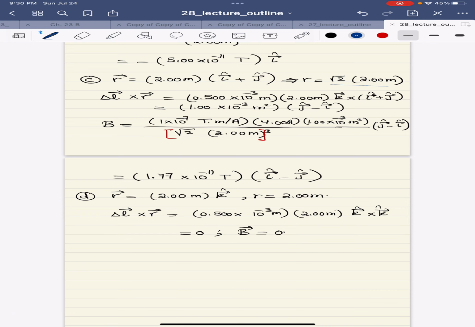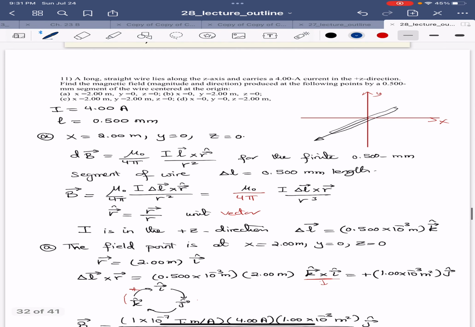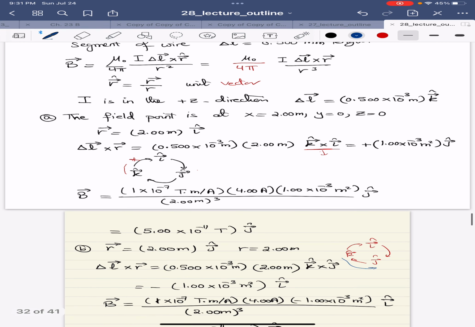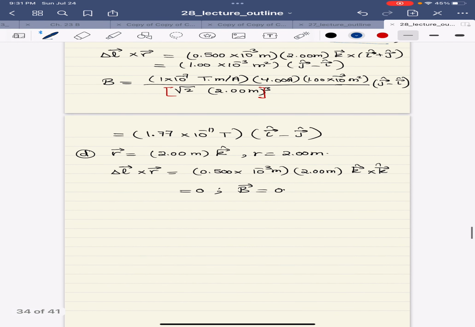Now the last part is asking about x equals 0, y equals 0, and z equals 2. Then now r is going to be in the k direction, of course. And when they are parallel, k cross k is going to be 0. Then the magnetic field is 0.